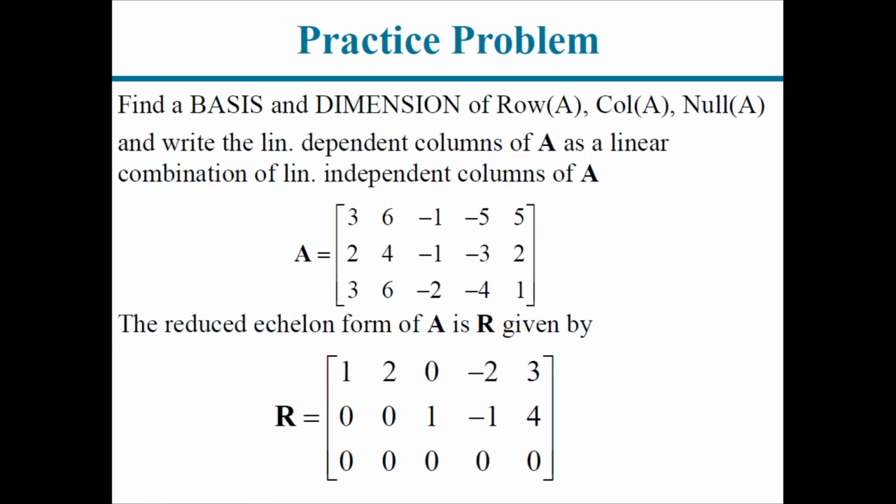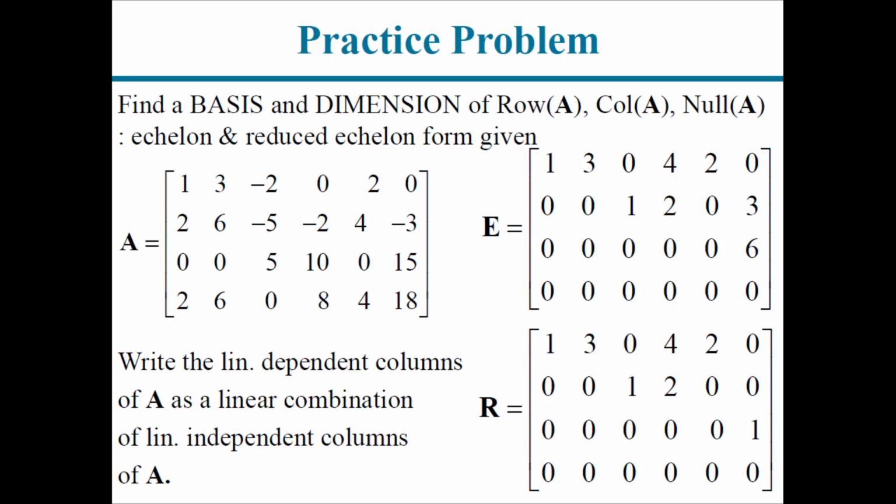And here are some problems that are not solved, but you need to do them. Again, the matrix is given and the reduced echelon form is given, and you find the basis and dimension for the row space, column space, and null space. Also, you find which columns are linearly dependent and which are linearly independent. Now write your dependent columns as linear combinations of independent columns, just as we did before. You'll do that from the reduced echelon form. It's very easy.